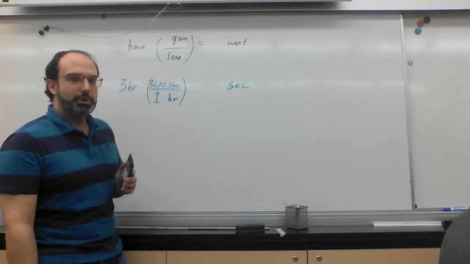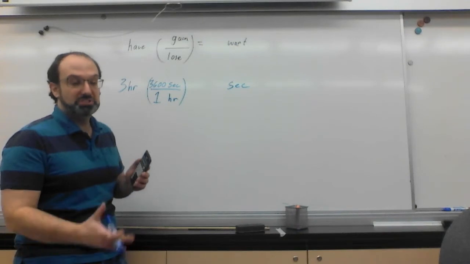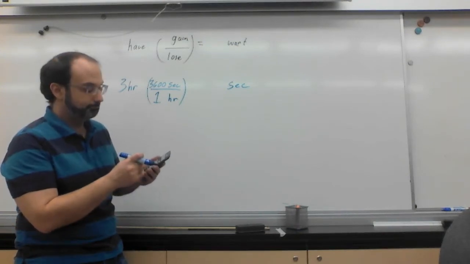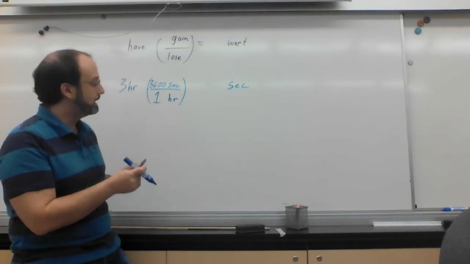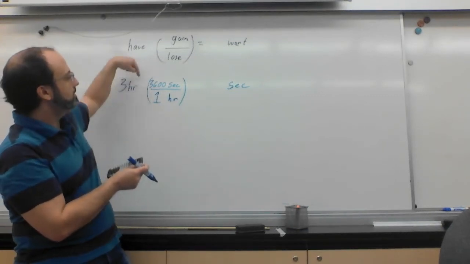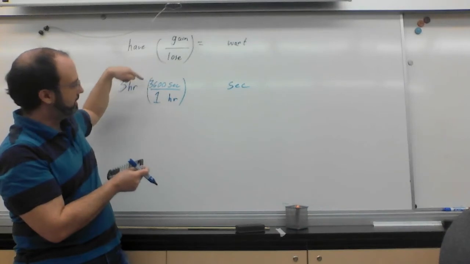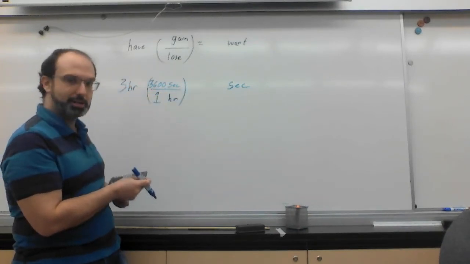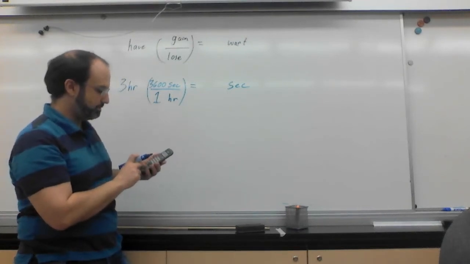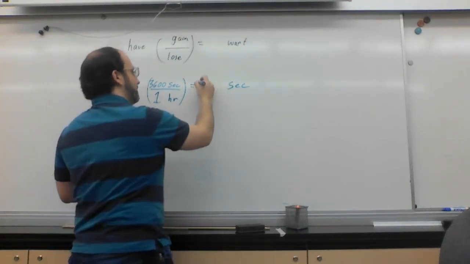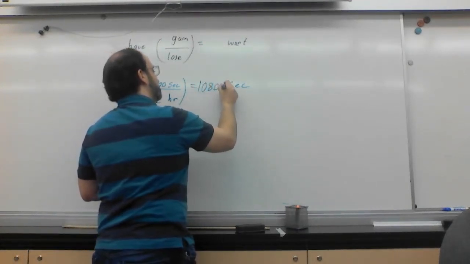I know it's not a nice round number, but unfortunately the Earth doesn't work by decimals. And here, I now see how to do my conversion. 3 times 3,600 divided by 1 will give me my answer. So I just go times 3. And I'm going to get 10,800 seconds.